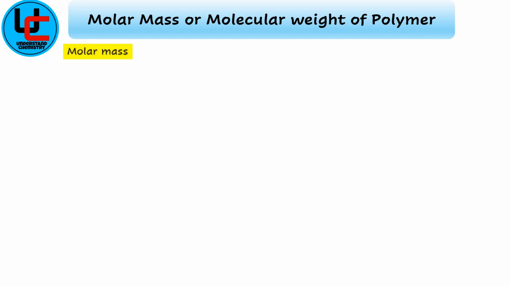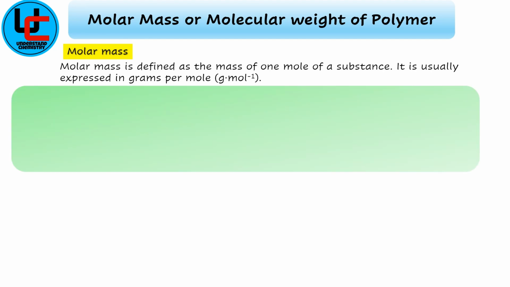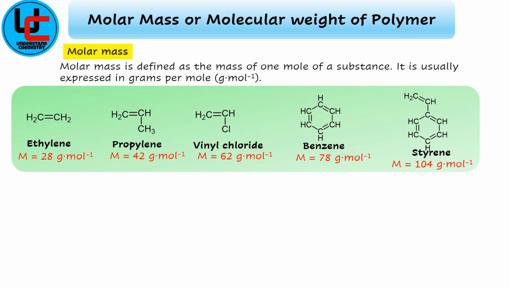In this video, I will talk about molecular weight or molar mass and molar mass distribution of polymers. Molar mass is defined as the mass of 1 mole of a substance and is usually expressed in grams per mole. Small molecules such as ethylene, propylene, vinyl chloride, benzene, and styrene have precise structure, therefore they have precise molar mass. The molar mass of these molecules are shown here, which is 28, 42, 62, 78 and 104 gram per mole for ethylene, propylene, vinyl chloride, benzene and styrene respectively.